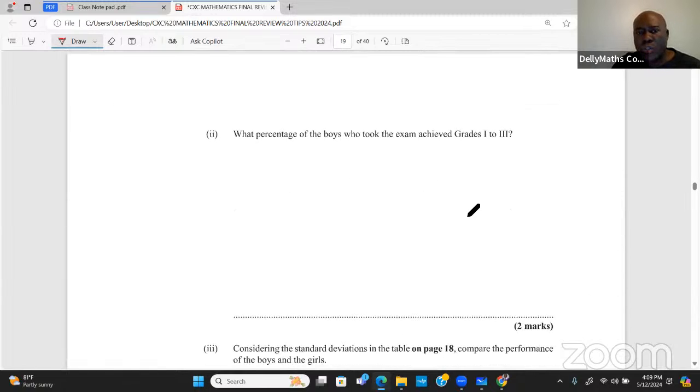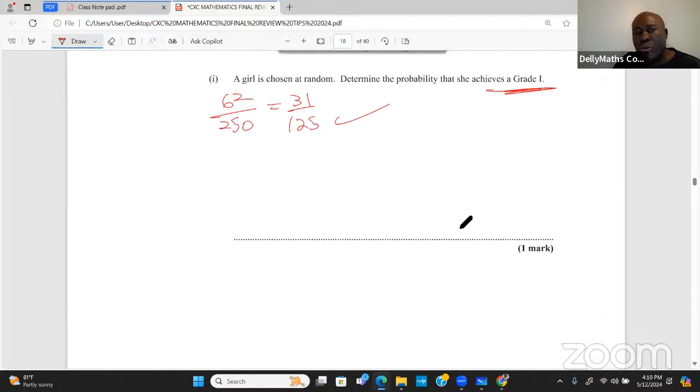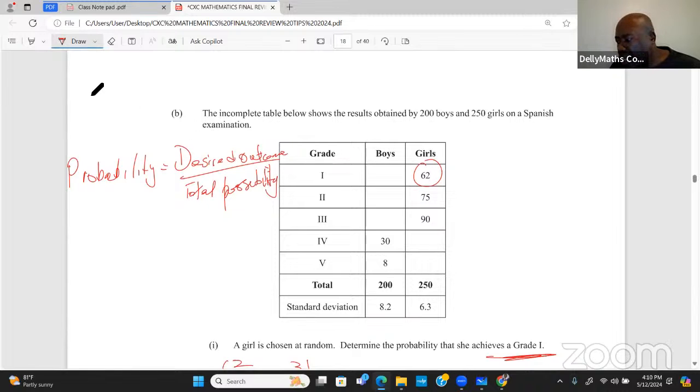What percentage of the boys who took the exam got a grade 1, 2, 3? All right. Now, you're talking about grade 1 to 3. One has to take a look at the table. Where are the boys? And we're talking about grade 1 to 3. We never had the number, but what we do have, we have 4 and 5, and we have the total. So I don't know who got grade 1, 2, or 3. I don't care. But from 1 to 3 can easily be found. We're going to add the 30 and the 8 and take it from the 200, and that is going to give us the total for 1 to 3 for boys.